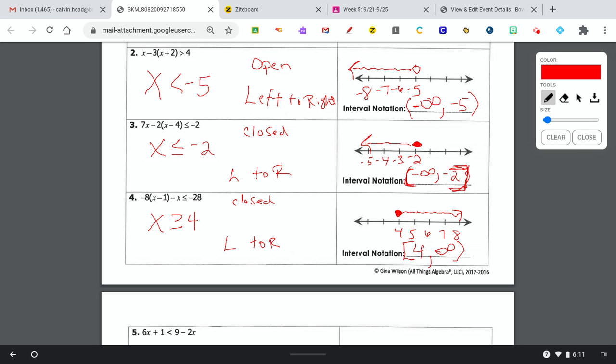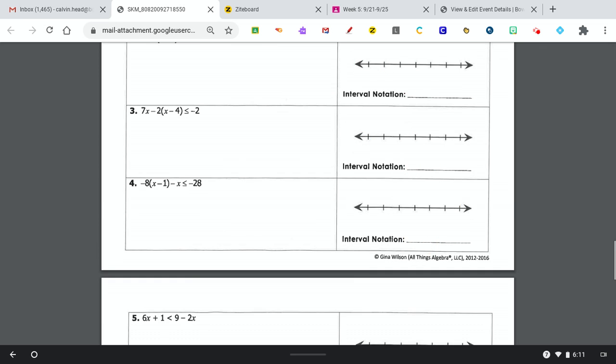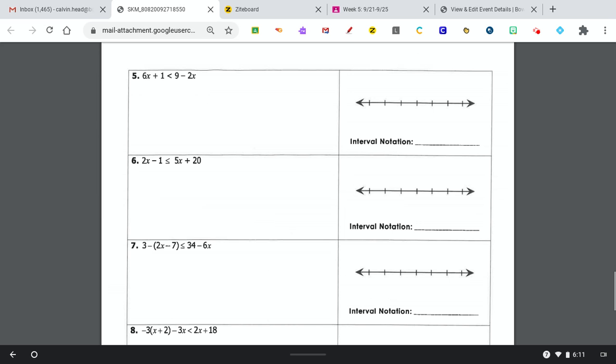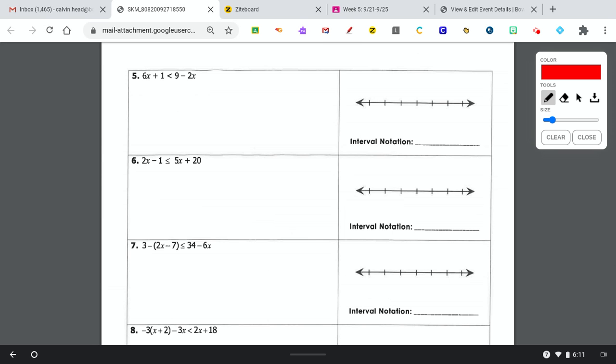Okay. Let's do just a few more. Just make sure you got the hang of it. Let's look at number 5. Okay. The answer is x is less than 1. This is going to be an open circle. Okay. So if I have 1, 0, -2, -3, okay, it's going to be open on 1. It's going to the left.